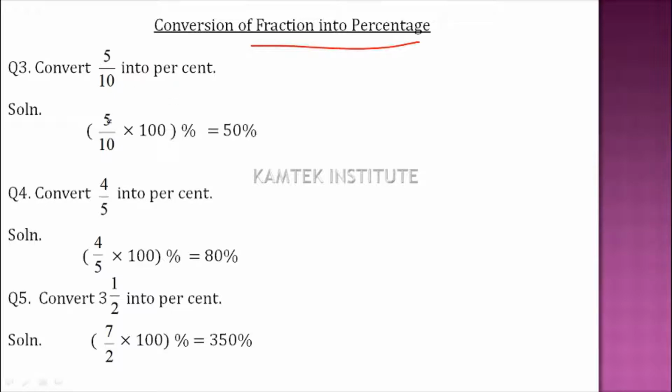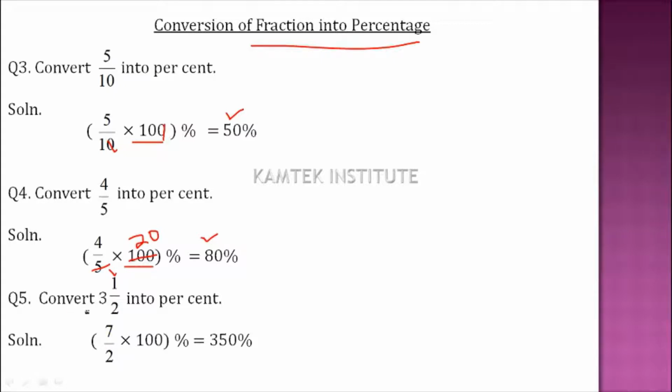First question, we are given, convert 5 upon 10 into percentage. So we write 5 upon 10 multiplied by 100. Here 0 and 0 get cancelled and 5 tens are 50. So 50% is the answer to the question. Next question says convert 4 upon 5 into percent. So we write 4 upon 5. It is again to be multiplied by 100. 5 ones are 5 and 5 twenties are 100. And when we multiply 4 into 20, we get 80% as the answer.